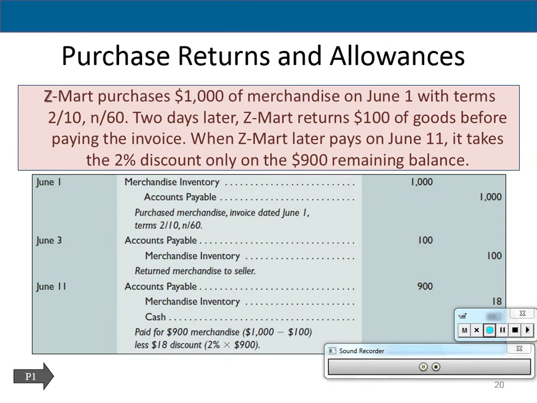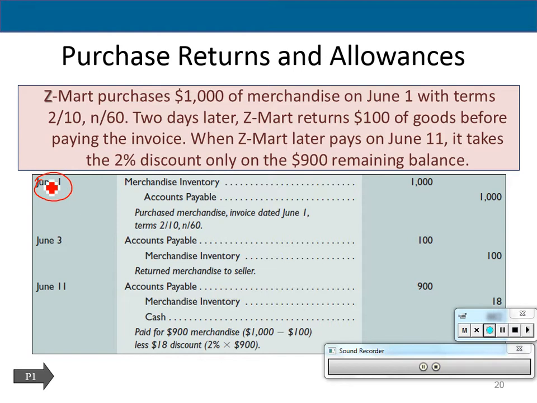So here's where a couple of scenarios are going on. They purchased $1,000 of merchandise. The terms were 2/10, net 60. Two days later, they returned $100 worth of goods. And then on June 11th, they actually paid out the bill. So let's start with June 1st. They purchased it, right? So you have a debit to merchandise inventory for 1,000 because it increases. You have a credit to accounts payable for 1,000 because it has increased.